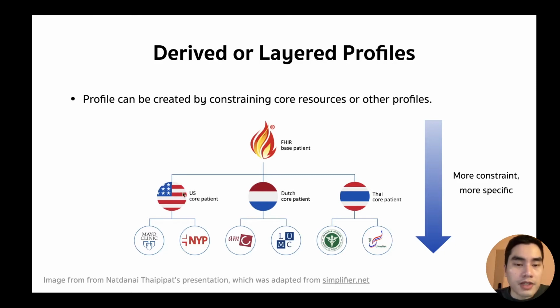And from that US Core, an organization in the US might add some more constraints into this profile to make it more specific to their use case. Like maybe Mayo Clinic adds some constraints here to be their Mayo Clinic profile, something like that. Other organizations work the same way. You add more constraints to make it more specific to a use case.